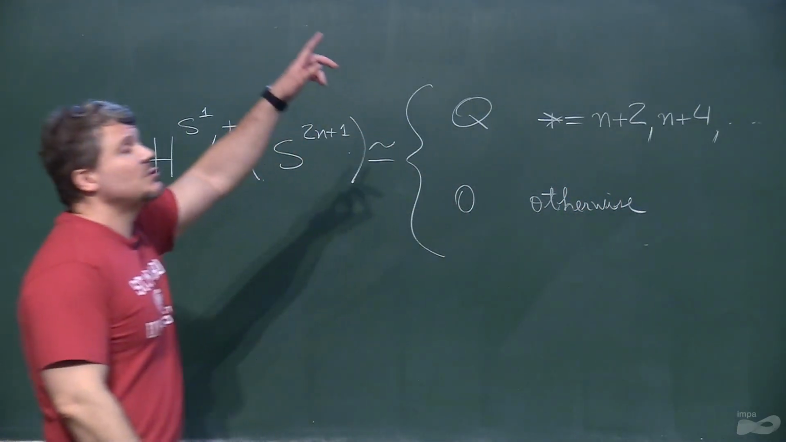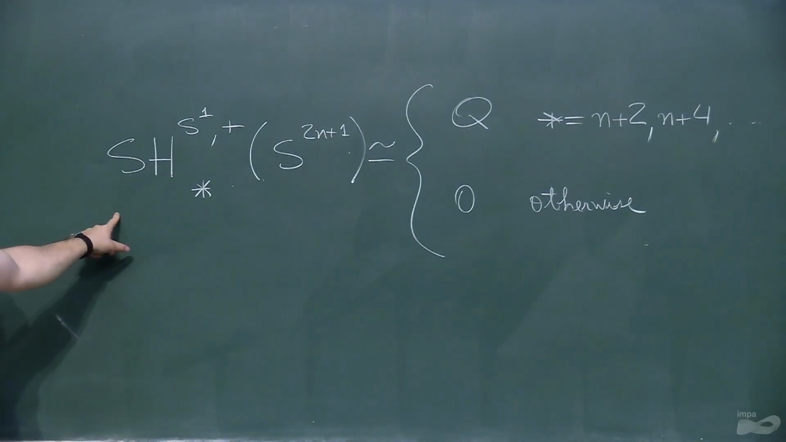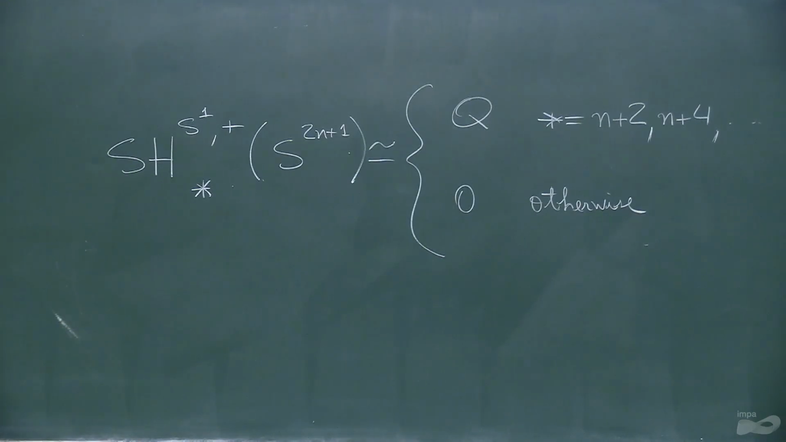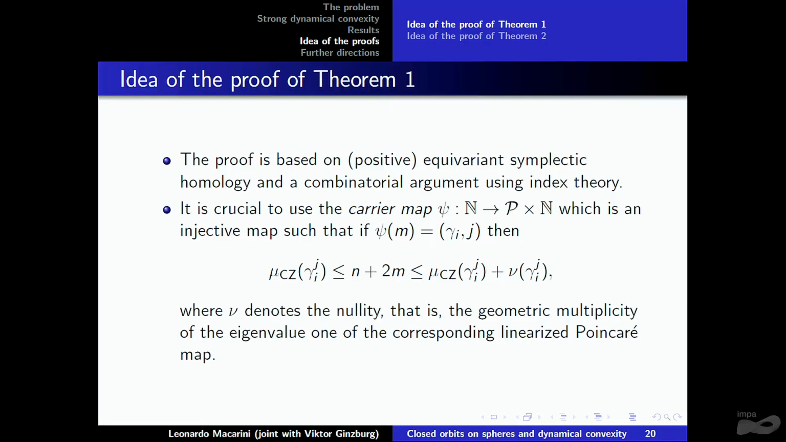So n+2m are precisely the degrees where the positive equivariant symplectic homology is non-trivial. Okay, that's the reason why I have these numbers there. And the index and the index plus nullity is that the local equivariant symplectic homology is concentrated in these degrees.